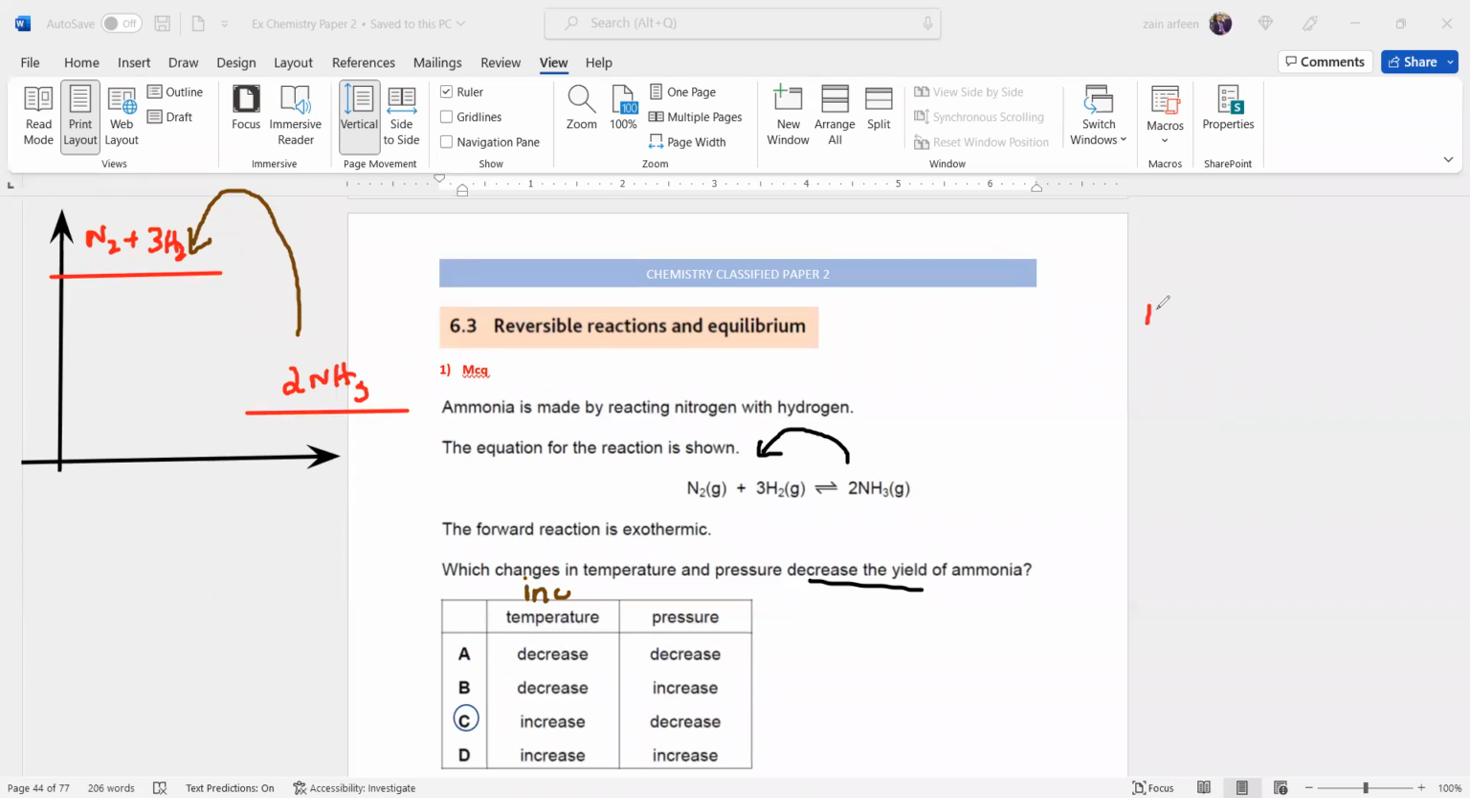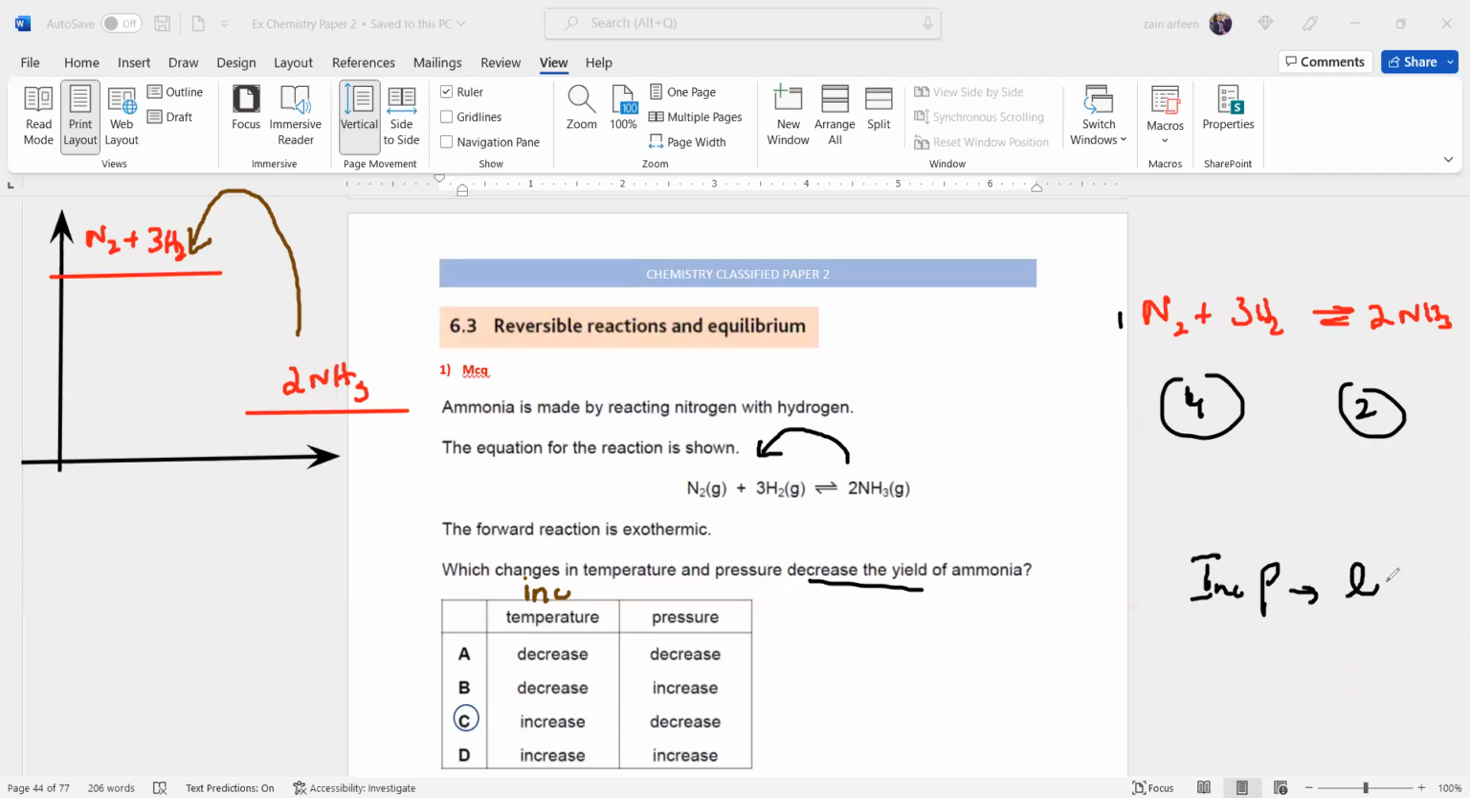So if we have N2 plus 3H2, which gives 2NH3, when we check the number of particles, 1 plus 3, that's 4 particles, and 2 on the other side. If we increase the pressure, equilibrium will shift towards the side where the number of moles, the number of particles, is less. So it will shift towards the side where we have fewer particles, that is, forward.